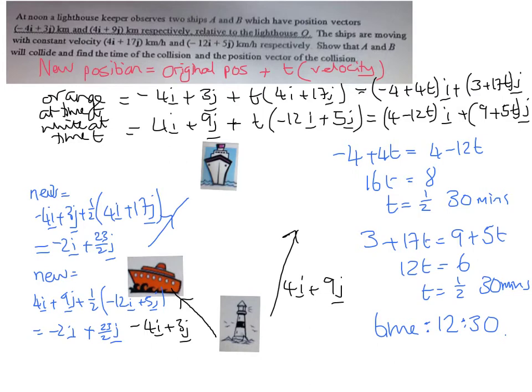Just a reminder while we're looking at velocity vectors that if you did want to know the speed of the orange boat and the speed of the white boat, the speed would be the length of the velocity vector, and you would just work that out using Pythagoras. So for example, the orange one, its speed would be 4 squared plus 17 squared square rooted, and the white ship, its speed would be 12 squared plus 5 squared square rooted.